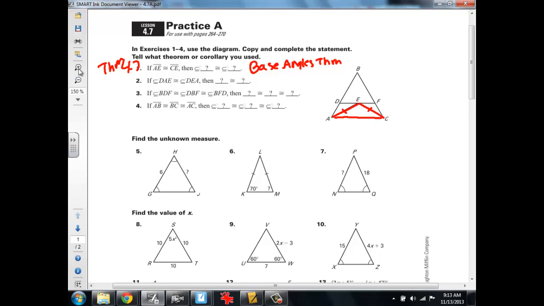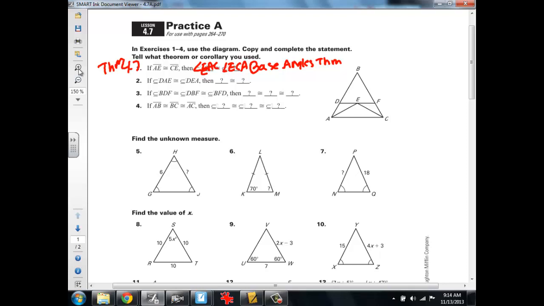Okay, so I have my sides marked congruent. I identify my theorem. What angles are congruent? Isaiah? Angle A and angle C are congruent, but we need to be careful because when you look at that picture, there's multiple angles at angle A. Angle EAC and angle ECA. I like it. Those are my 2 angles that are congruent.